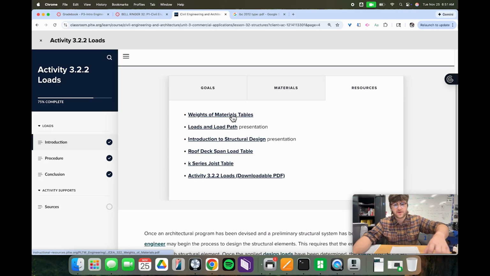Additionally, in the resources, you want to make sure that you have brought up the weight of materials tables, also the roof deck span load table, and also the K-series joist table. We'll be referencing those later.